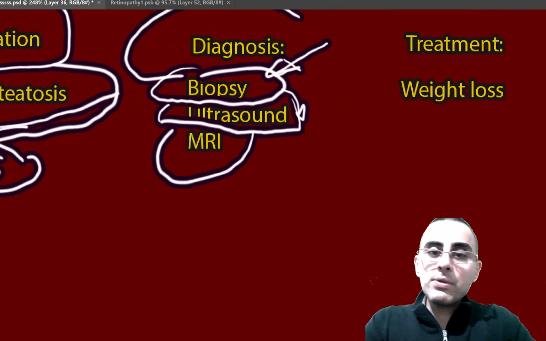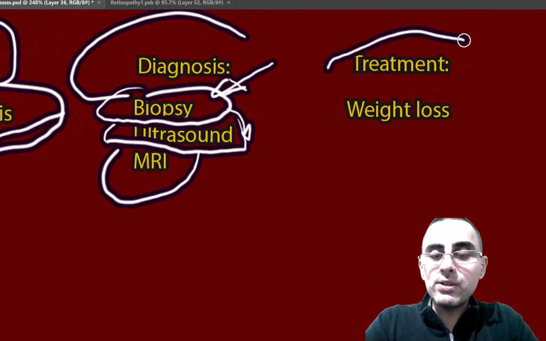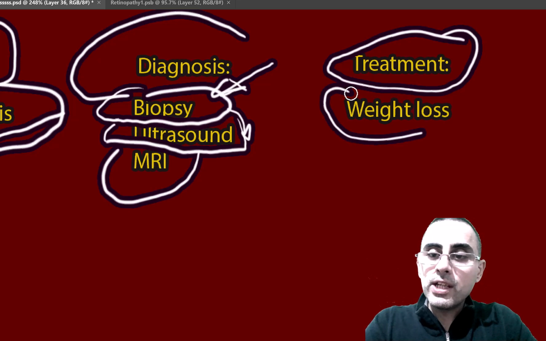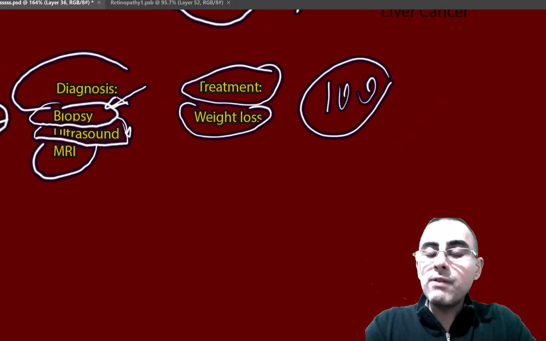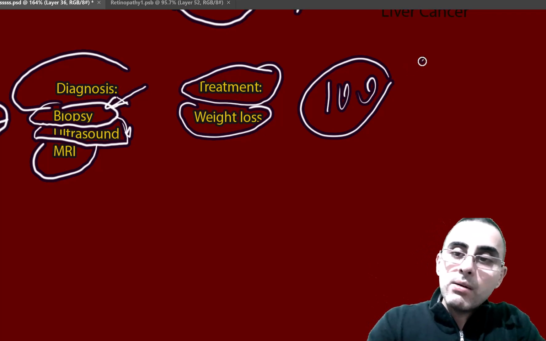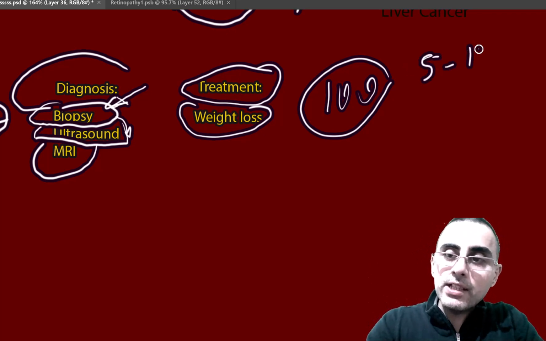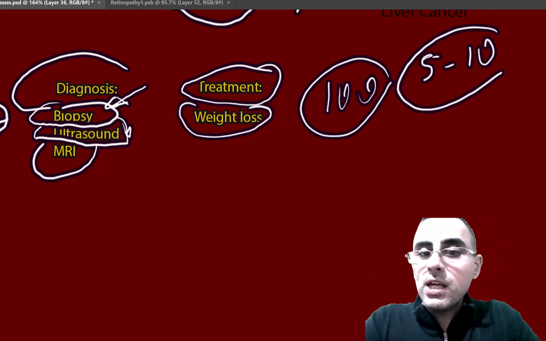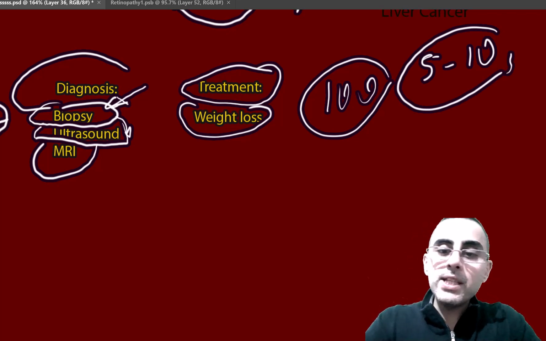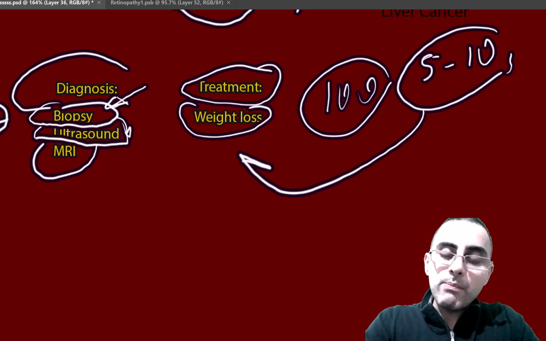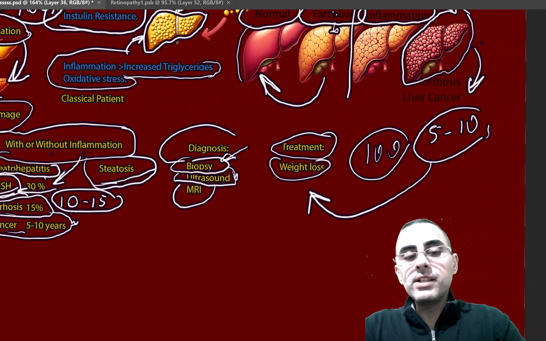And what is the treatment? We have a treatment, and this treatment is weight loss, and it is almost 100% effective. If you lose 5 to 10% of your body weight, it already importantly improves your liver health. That's why weight loss is crucial when a person has fatty liver disease.